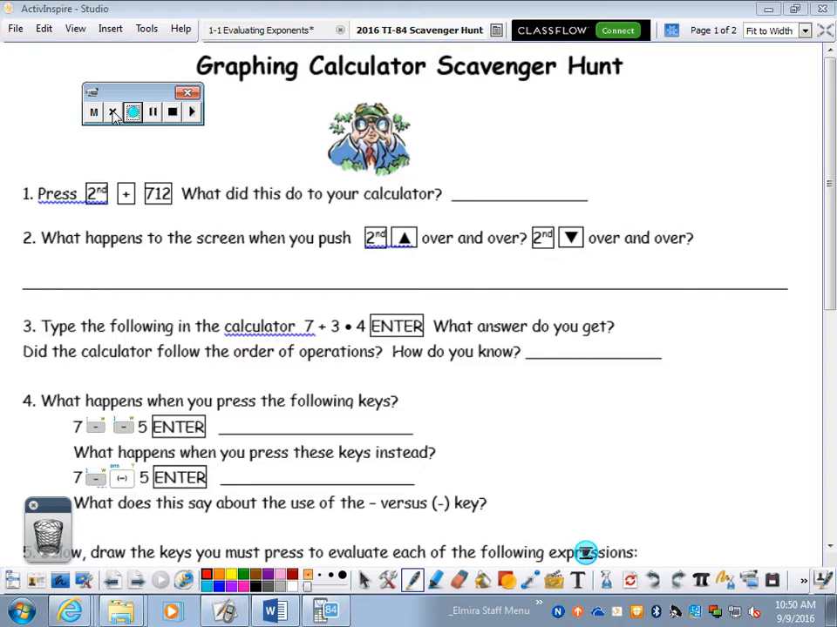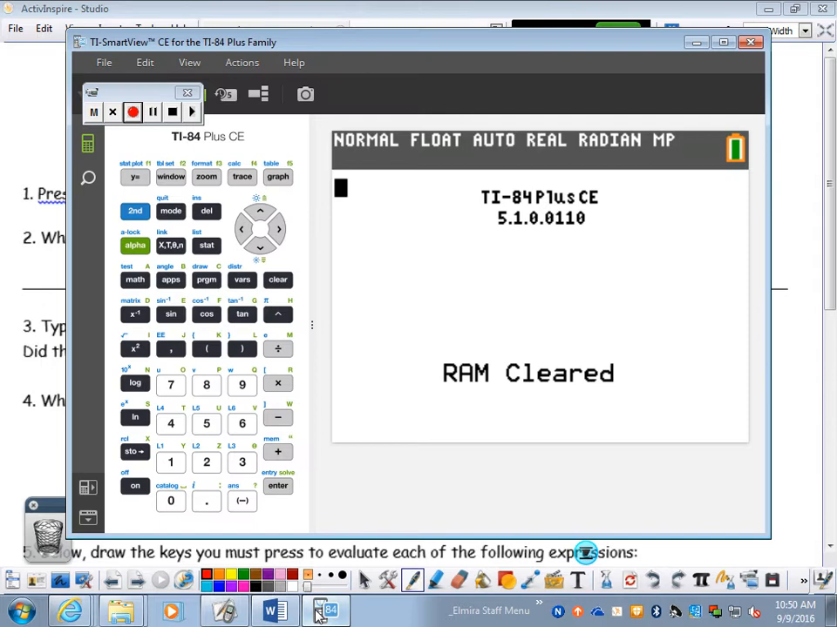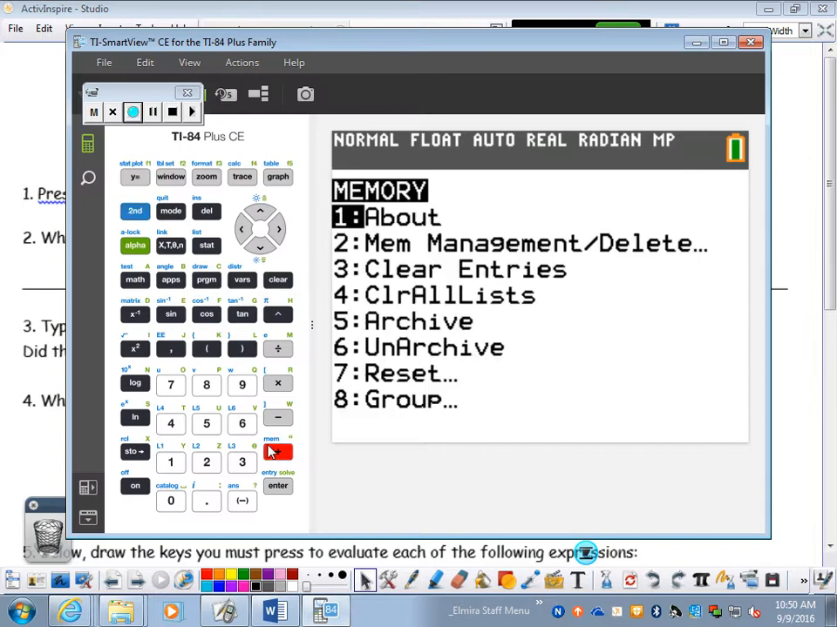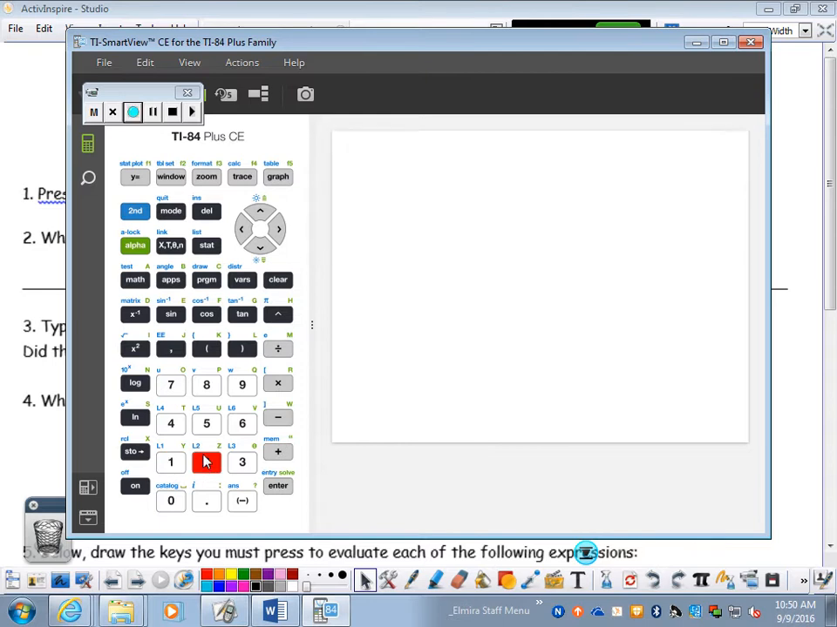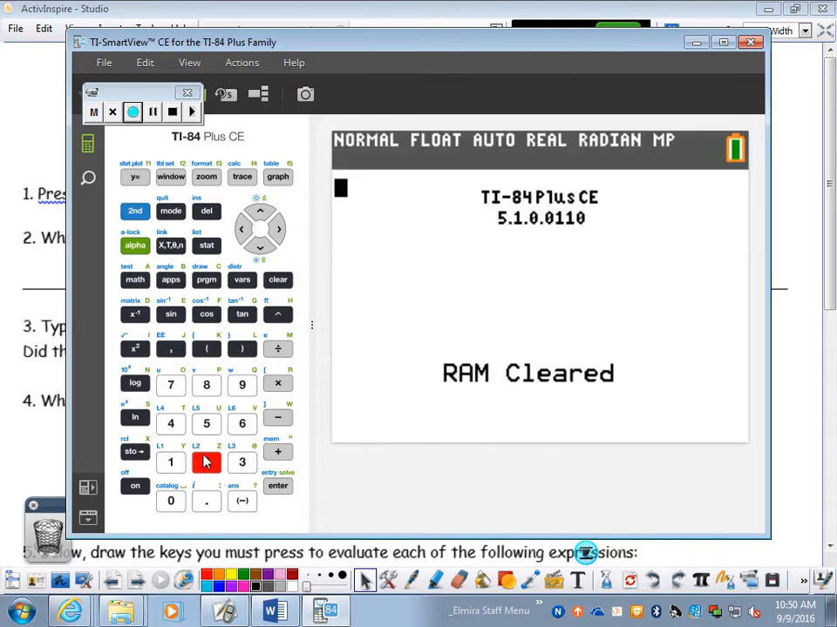Okay, so the first thing says press second plus and then 712. So that's just what it means. So I'm going to press second plus 712. And you don't really have to read the menus because this is a common thing we're going to do lots of times. You can read them if you want, but second plus 712.